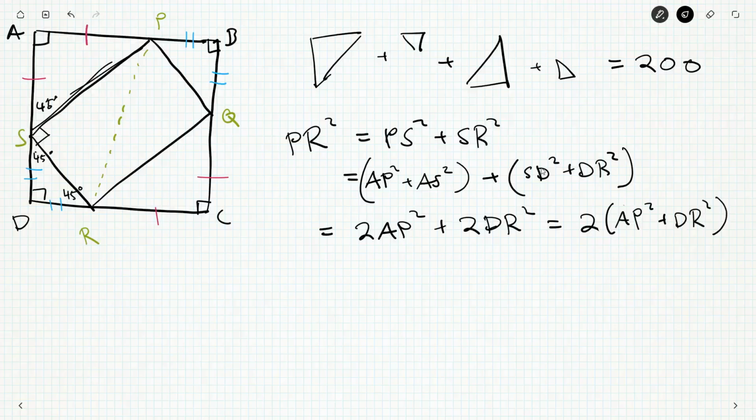But I don't really know what AP is. Heck, I don't even know the side length of the square. So even if I knew AP, I wouldn't be able to get DR or anything like that. So what are we to do? Well, we haven't used this information about the sum of the areas. And depending on what sort of things you've seen in your life, you might have seen a nice little proof of the Pythagorean theorem that looks a lot like this sort of setup.